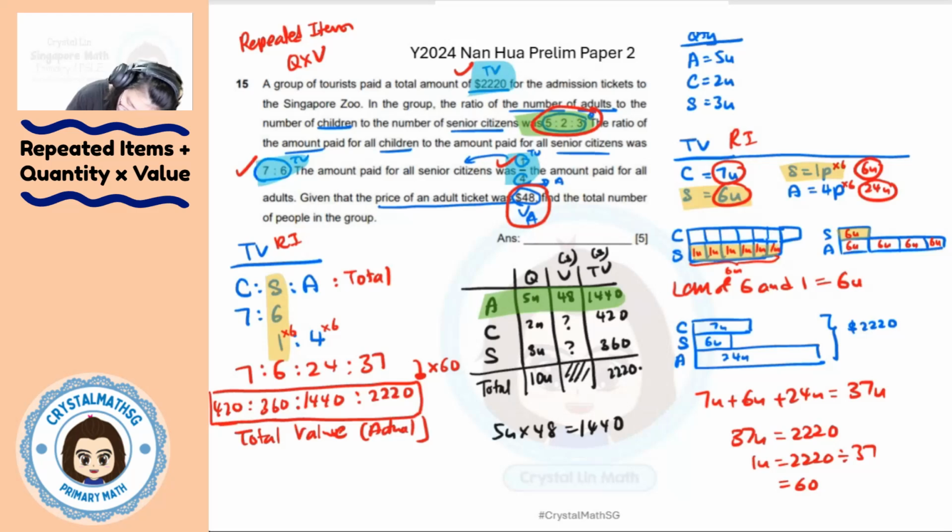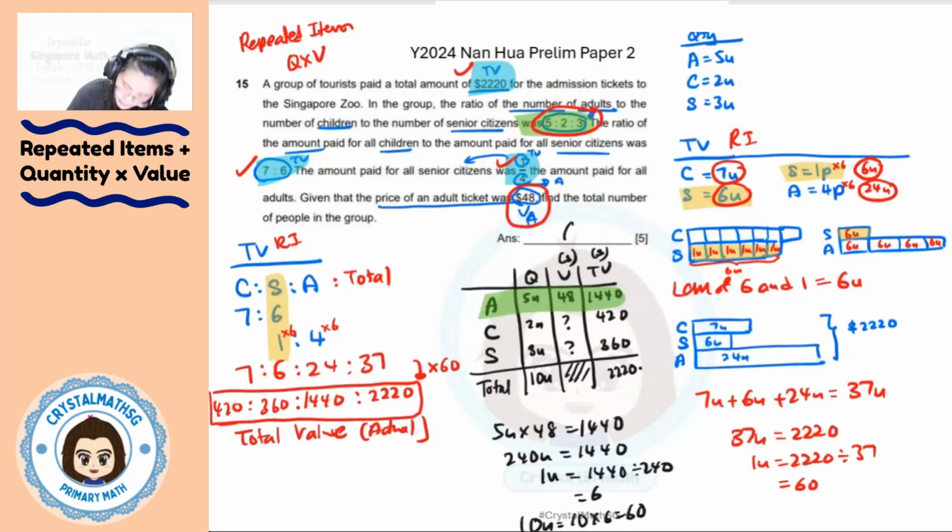It will help you to find 1 unit. Or you can just multiply first. 5 times 48. 240 units goes to 1440. And then they want to find the total number of people, which is 10 units. So 10 times 6. So the answer is 60. If you're using the quantity times value table, it is like a summary. Put in the information from the question into the table itself, and you'll be able to find the answer.